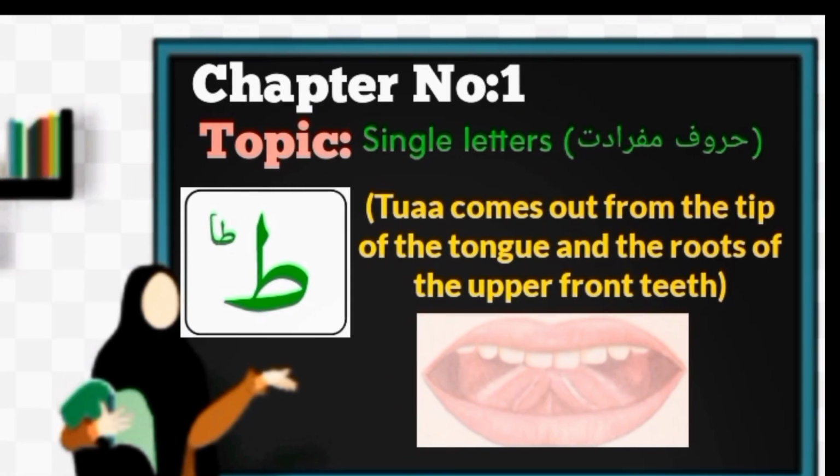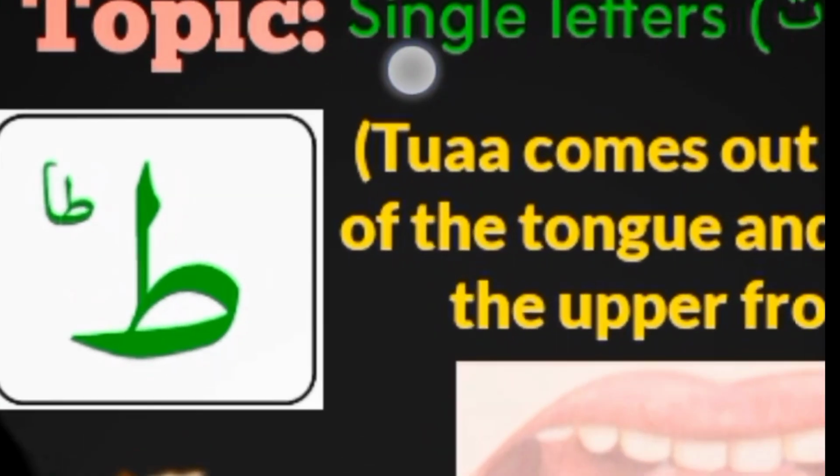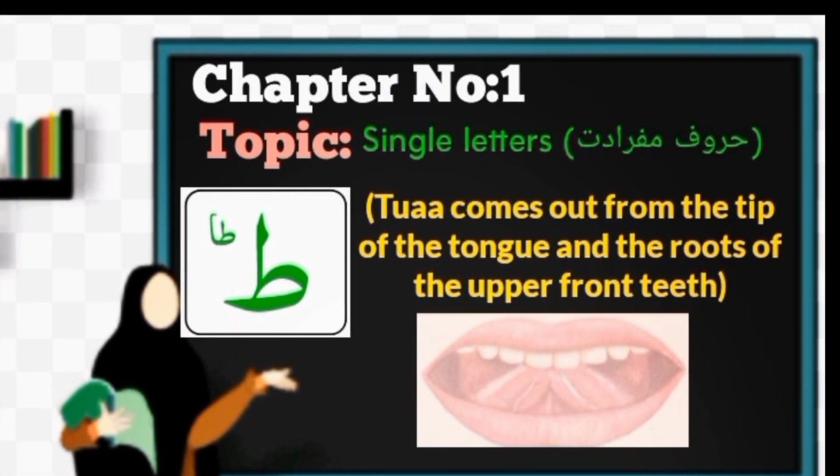In this lesson, the first letter we have is Ta. Remember, it's Ta. Ta has no dot. Ta is a heavy letter. Ta is pronounced with a thick sound. Okay?